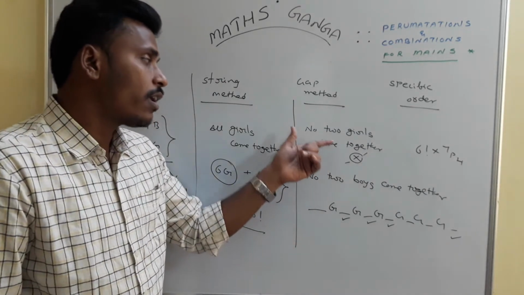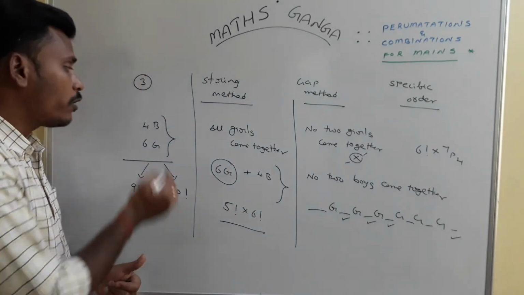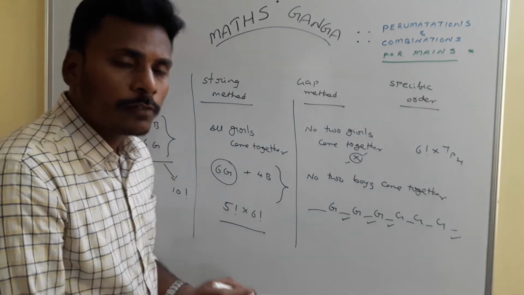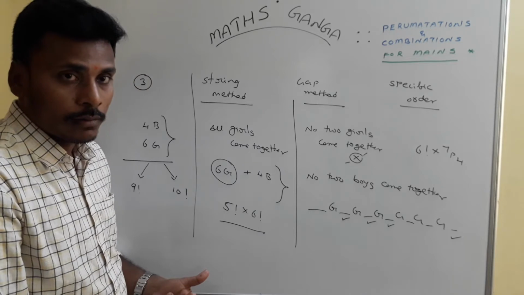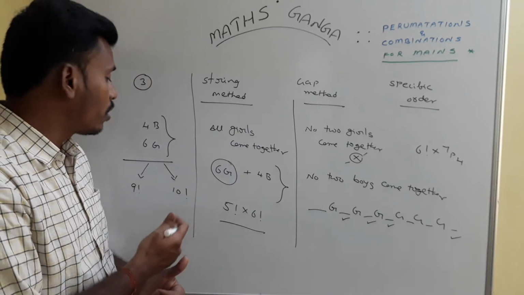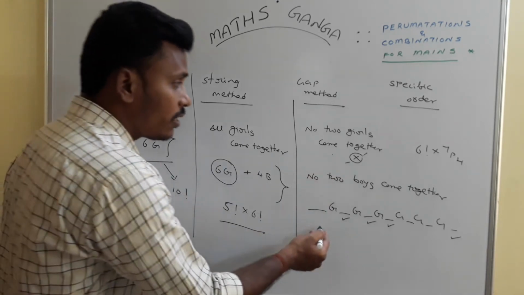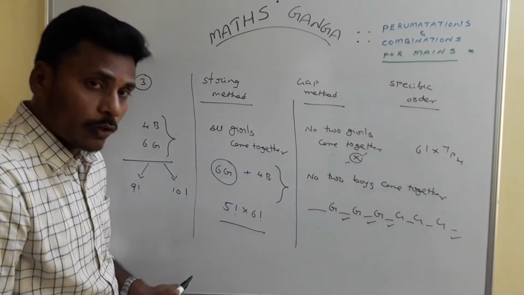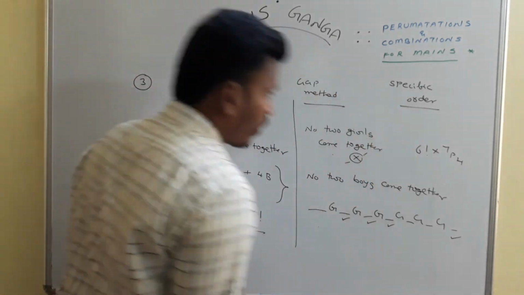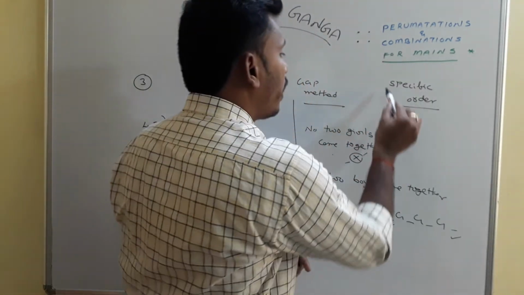Whereas in the first case, if they ask you to arrange such that no 2 girls come together, first we need to arrange boys. After arranging boys, we have only 5 gaps, but there are 6 girls. So there is no possibility of arranging those 6 girls in those 5 gaps. So in this case the number of arrangements is 0, whereas in this case the number of arrangements is 6 factorial into 7P4, right?